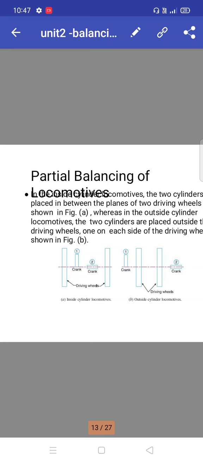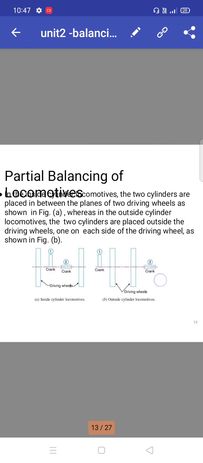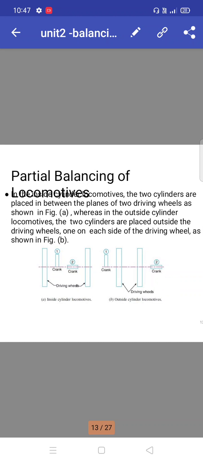Then partial balancing of locomotives. In the inside cylinder locomotive, the two cylinders are placed in between the planes of the two driving wheels as shown, whereas in the outside cylinder locomotive, the two cylinders are placed outside the driving wheels, one on each side of the driving wheel as shown.